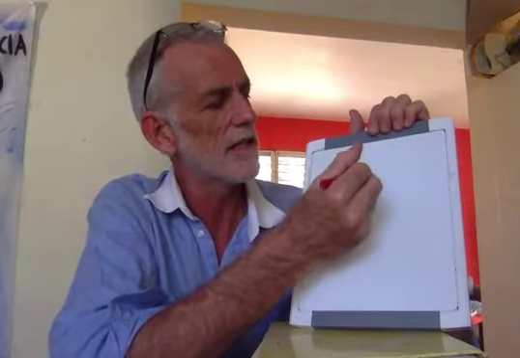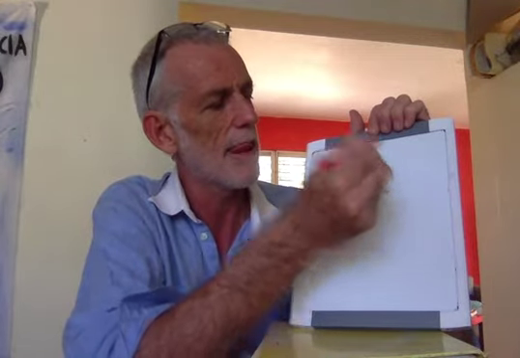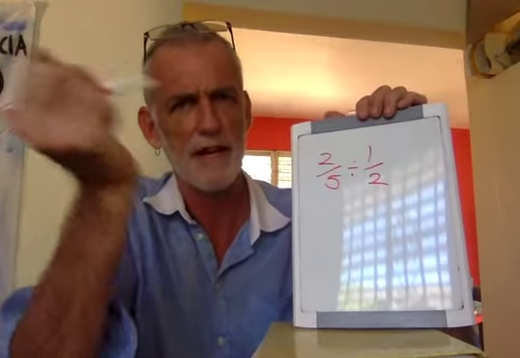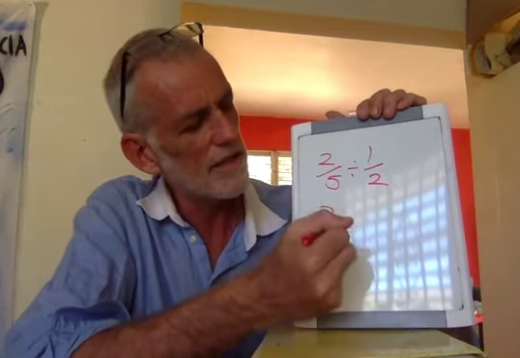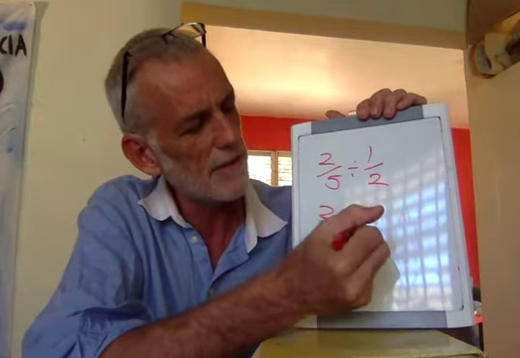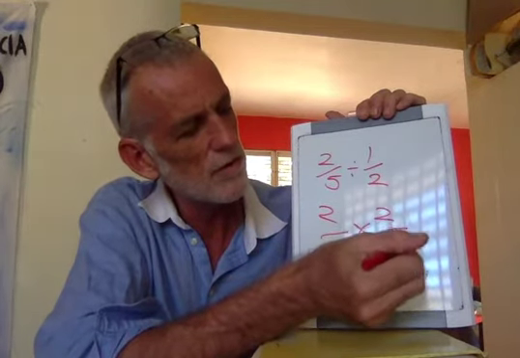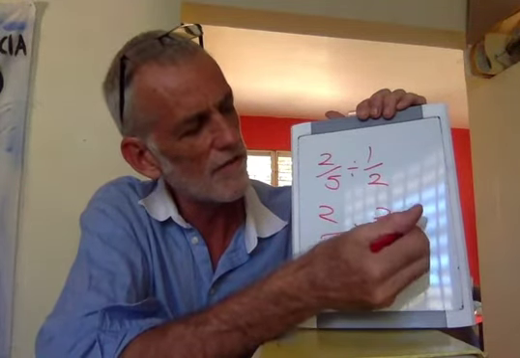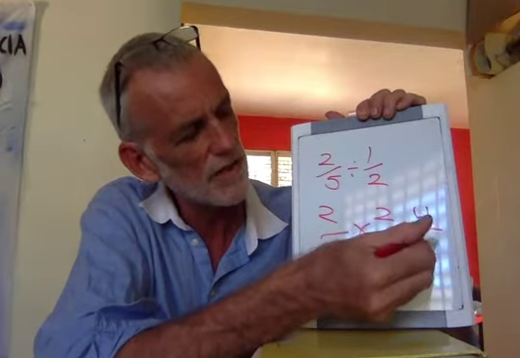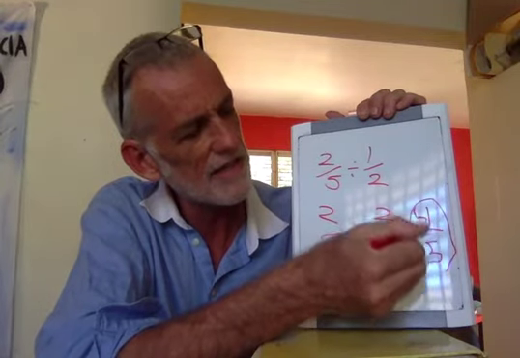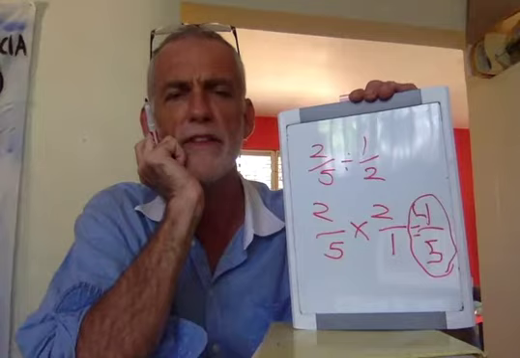2/5 divided by a half. What do you do? You flip it. You turn that into a multiplication. You flip it. 2 times 1, 2 over 1. 2 times 2 is 4. 5 times 1 is 5. That is your answer, 4/5.